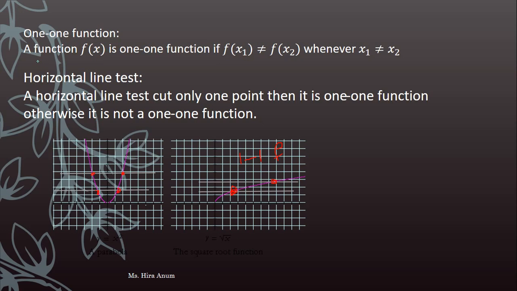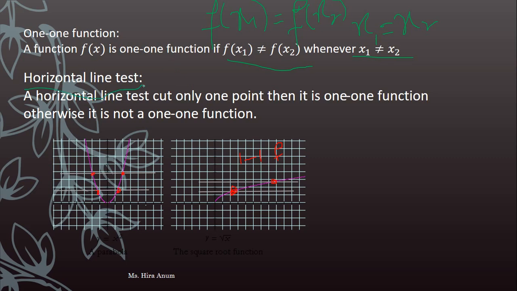One-to-one function. You can see this condition. If points are not equal, then their images are not equal. Or you can also say: if points are equal, then the images of the points are also equal. Or you can write: if images are equal, then points are also equal. If images are not equal, then points are not equal. Then it is called a 1-1 function.